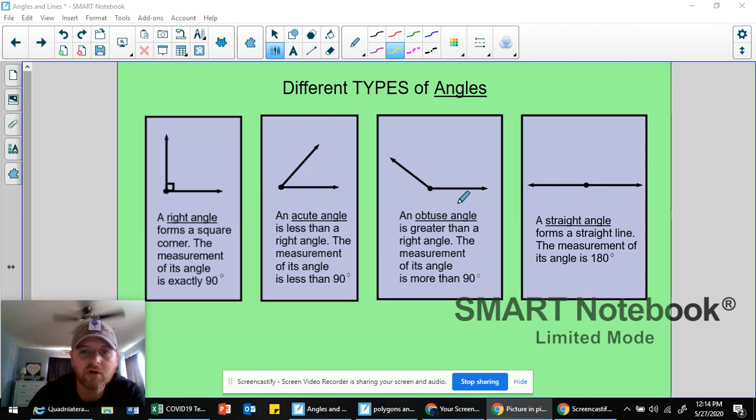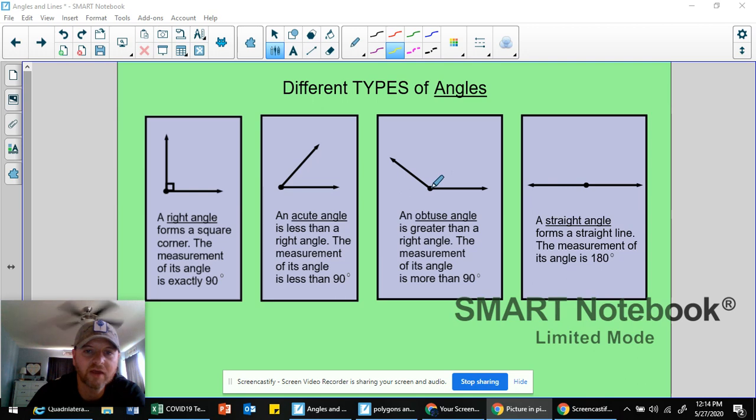And then finally, we have what's called an obtuse angle. It is greater than a right angle. The measurement of its angle is more than 90 degrees. So again, if you look at my hands, if we start with a right angle, a 90-degree angle, but then we take our rays and we open them up more, now there's more space in between the two rays, making it more than 90 degrees. That's what we call an obtuse angle. The word obtuse means dull.